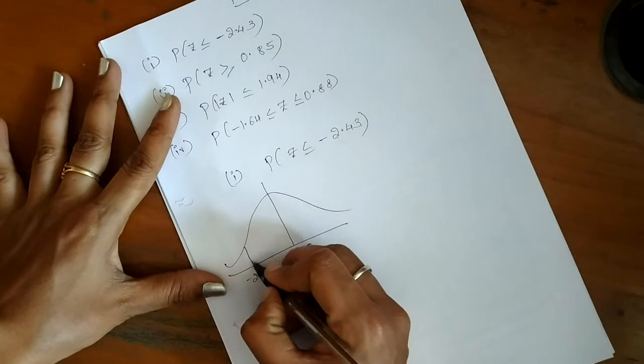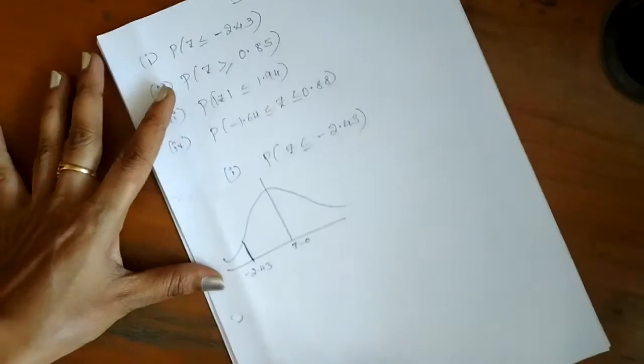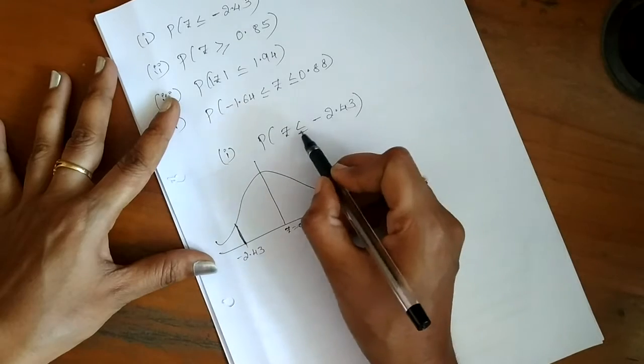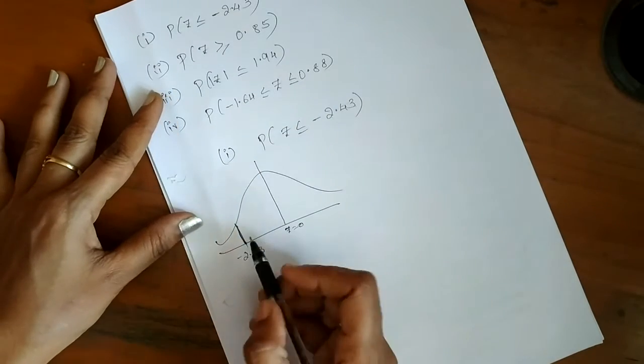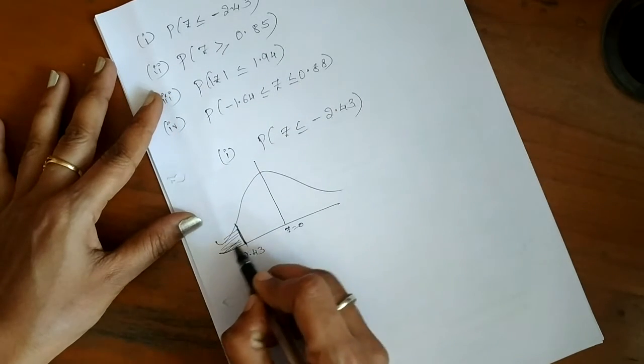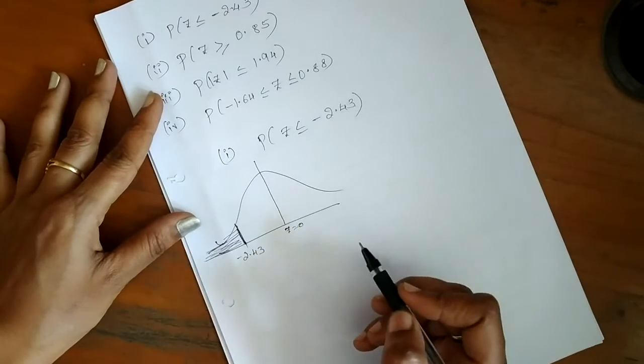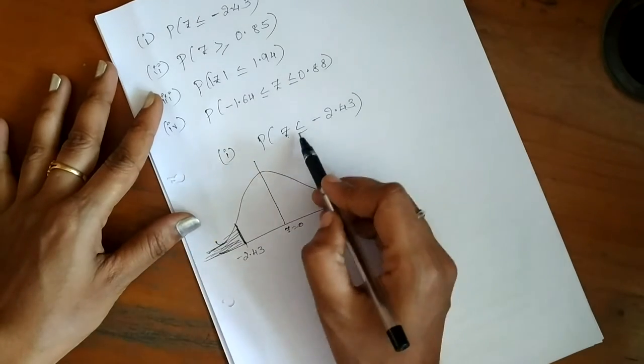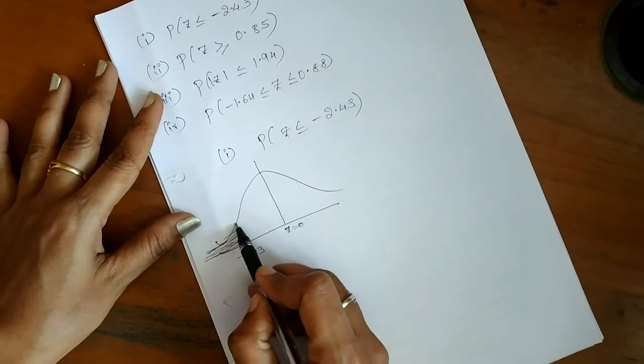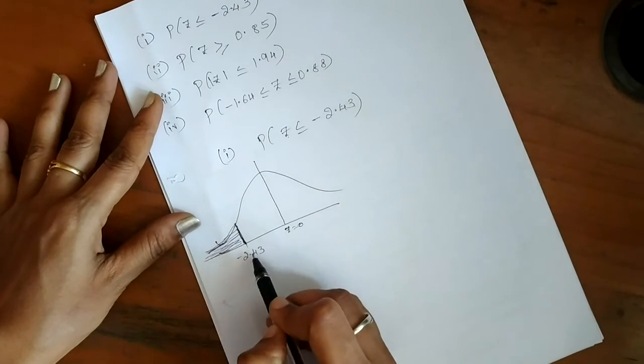Now construct a line by touching the curve. It is asking less than or equal to minus 2.43, which means the left side of this line. The complete area under this curve, you have to find the probability. So the probability of z less than or equal to minus 2.43 means the complete area under this curve, left side to this minus 2.43.